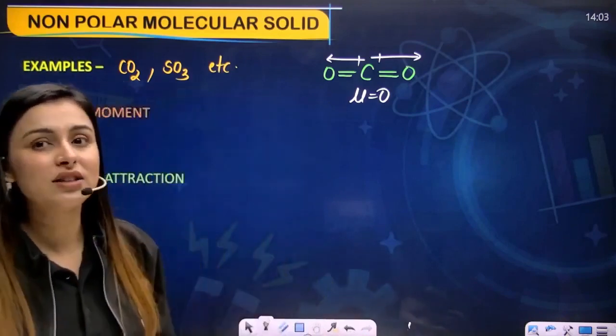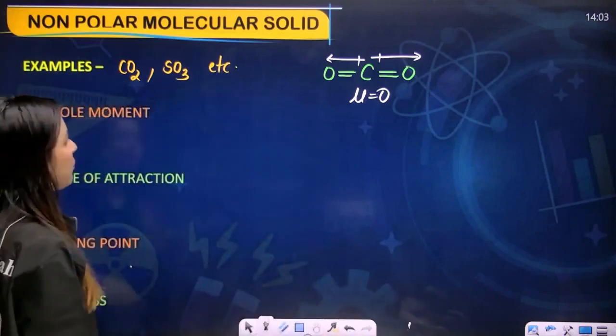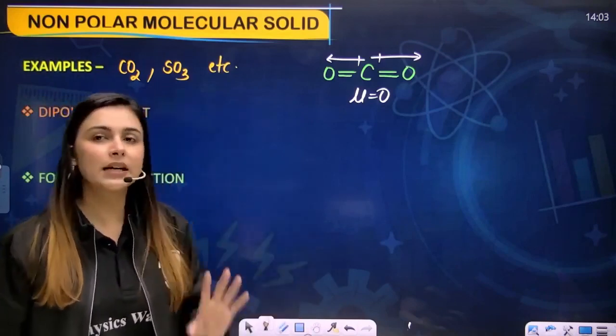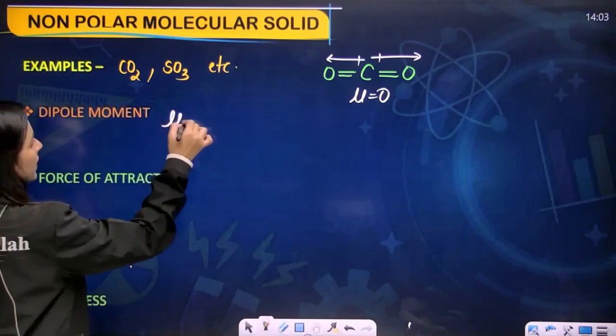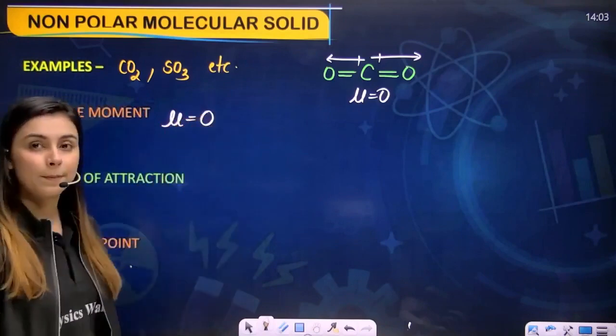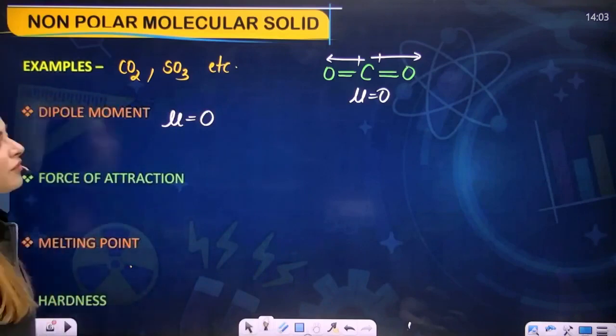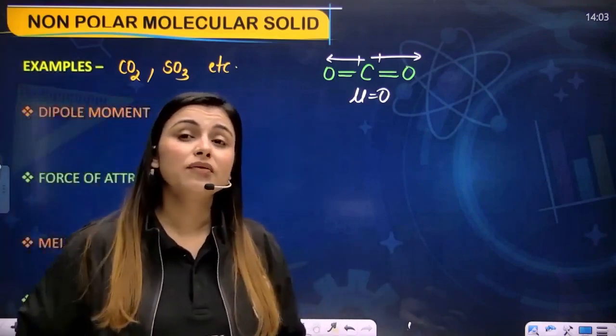Now let's talk about the dipole moment. Since they are non-polar, what will be the dipole moment? 0. So can I say that the dipole moment here would be equal to 0? Yeah, perfect. Let's move forward. Next is the force of attraction.